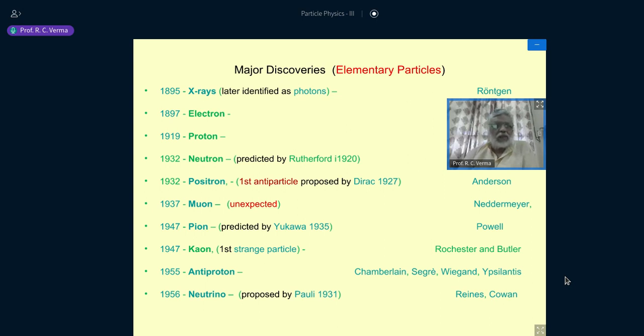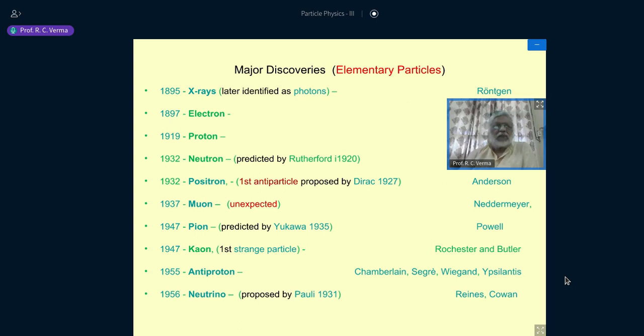Rabi, who was an Israeli Nobel laureate, was sitting in a hotel when he heard this news, and he immediately snapped back, "Who ordered it?" Nobody needed it, but it is there, and now we know even a heavy partner of the muon is also there. That is called the tau lepton.